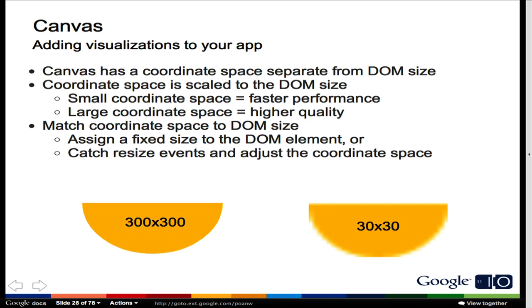So if you only have one visualization in your app, go ahead and use a large coordinate space. But if you have a lot of them, or you're refreshing them rapidly, you're going to want to match the coordinate space to the DOM size. And you can do that in one of two ways. You can set the DOM size. That's what we did in the demo. We set it to 300 pixels. Or you can catch resize events, such as window resize events, and adjust the DOM size accordingly.